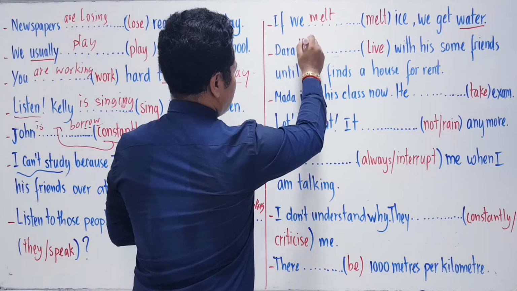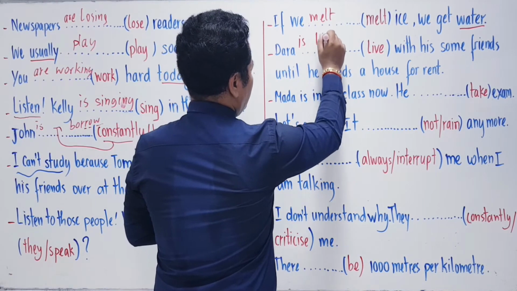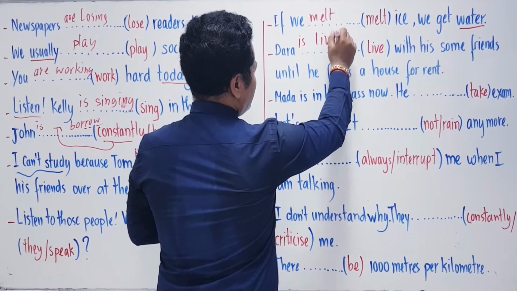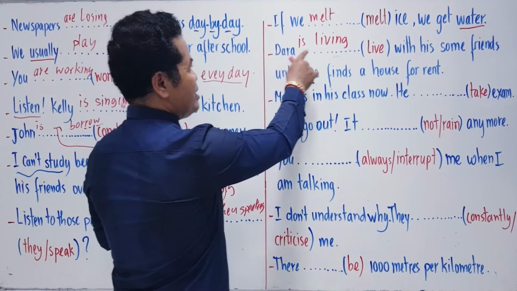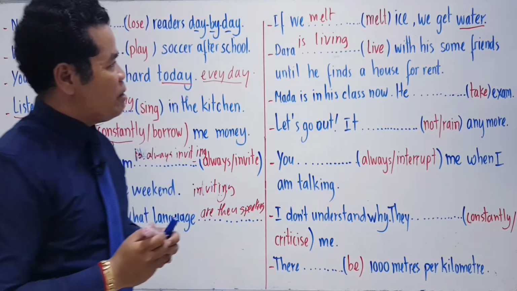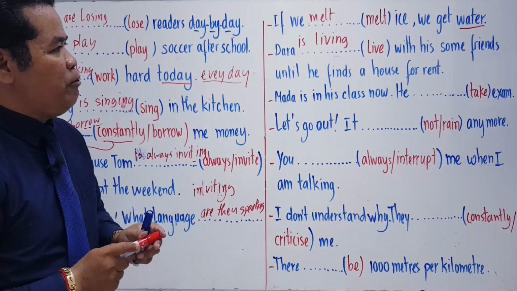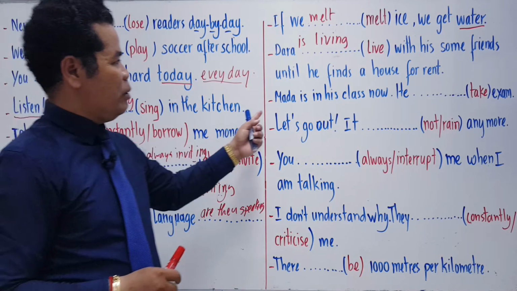Dara is living, drop e, ing. I don't want to explain to you anymore, okay? Dara is living with some friends until he finds a house for rent. Let's go to another one.